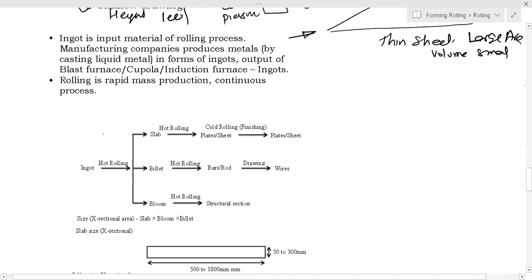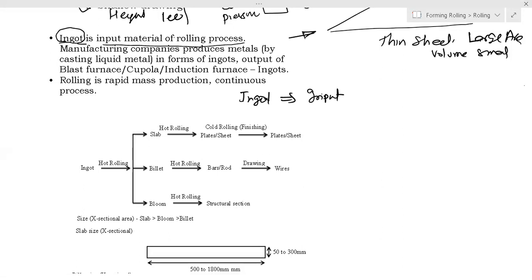So ingot. What is ingot? Ingot is the product of a blast furnace, cupola furnace, or induction furnace. So basically, ingot is the input material for the rolling process. Sometimes in interviews they ask what is the input material for rolling. So ingot, and what is ingot? Ingot is the product of blast furnace, cupola furnace, and induction furnace.